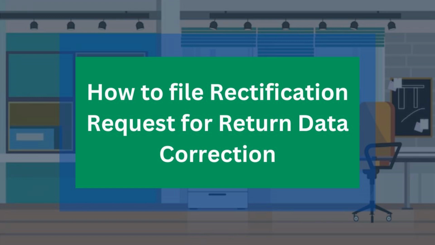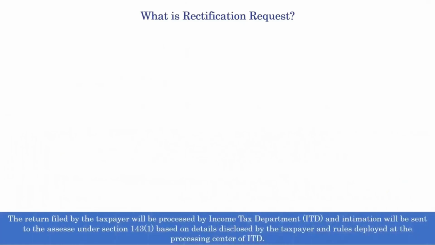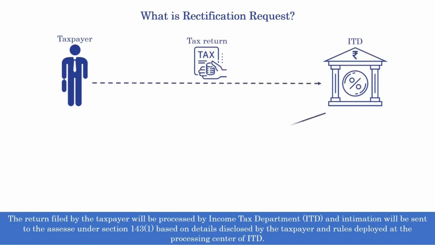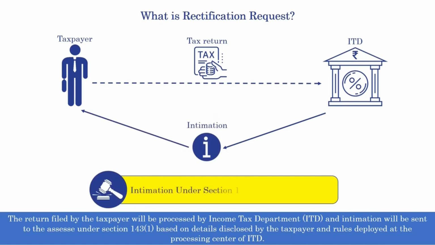This video is on how to file rectification request for return data correction. Let us first see what is a rectification request. When a return is filed by a taxpayer, it is processed by the Income Tax Department and an intimation is sent to the taxpayer under Section 143(1) based on the details disclosed by the taxpayer and the rules deployed by the processing center of Income Tax Department.